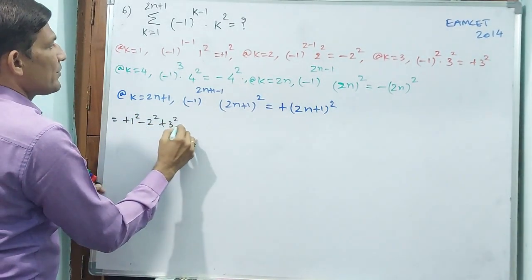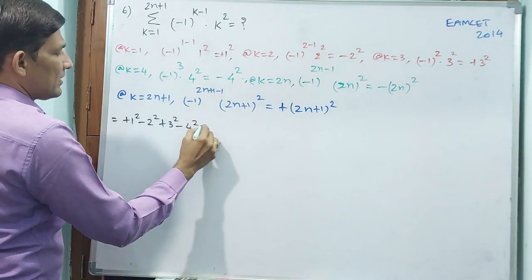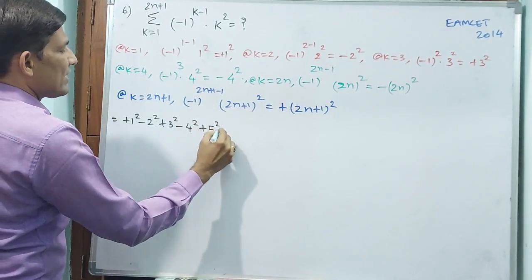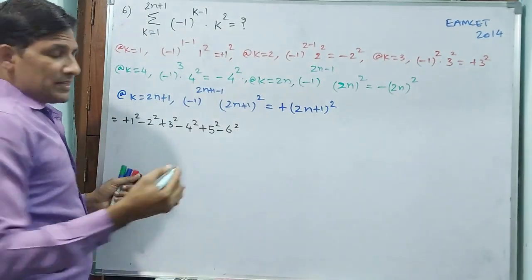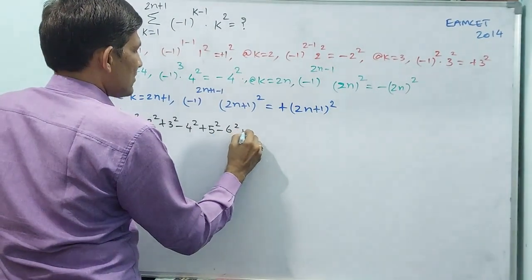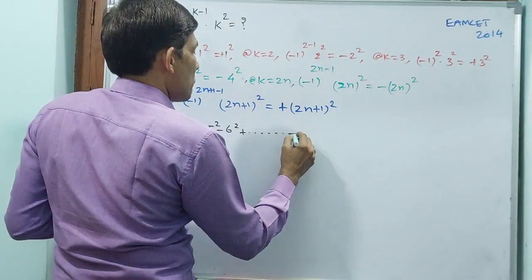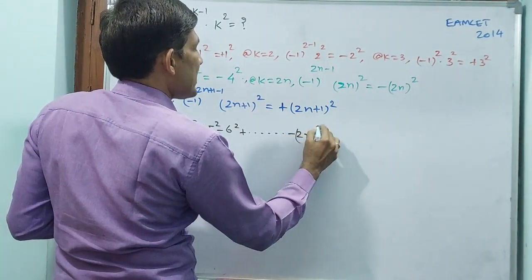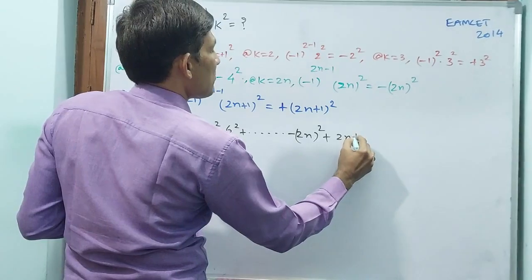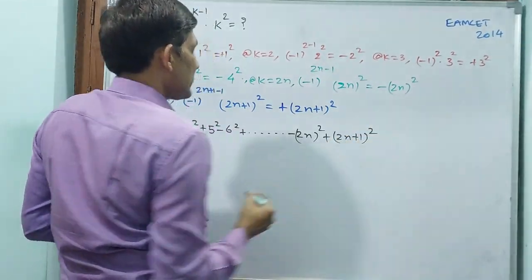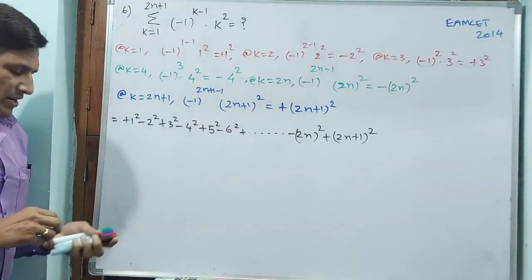Plus 3 squared minus 4 squared, plus 5 squared minus 6 squared, like that it will be. Then again plus will come, dot dot dot, minus (2n) squared, plus (2n+1) squared. Okay, this is the series.